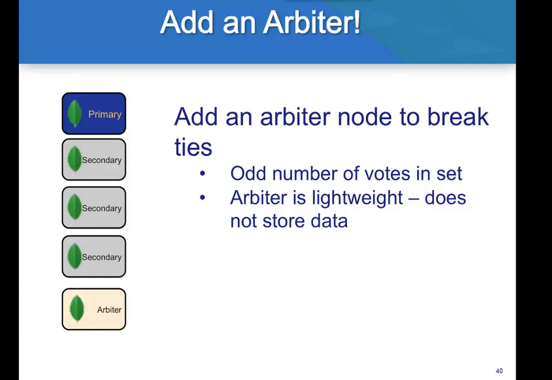So go back to this situation where you want to have only four data-bearing nodes. You solve this problem by adding an arbiter. Now that you've added an arbiter, there are five votes. So you can lose two votes out of the five and still have a strict majority, and your replica set will stay up, and you'll still have a primary and be able to make writes.